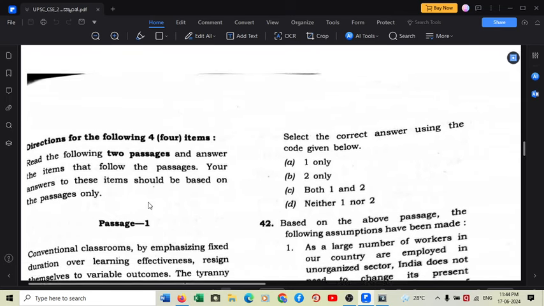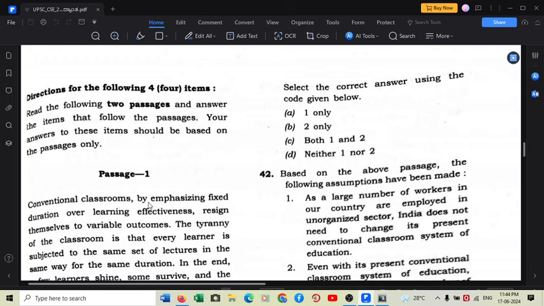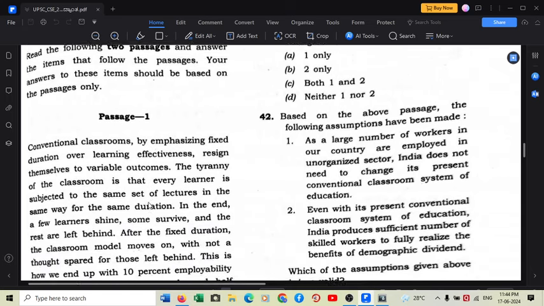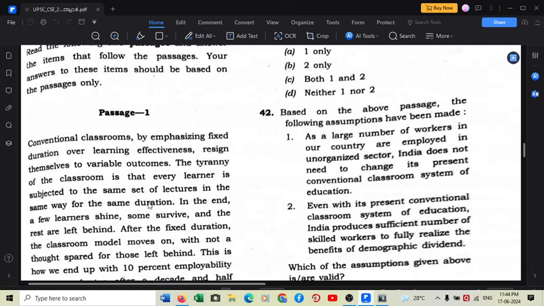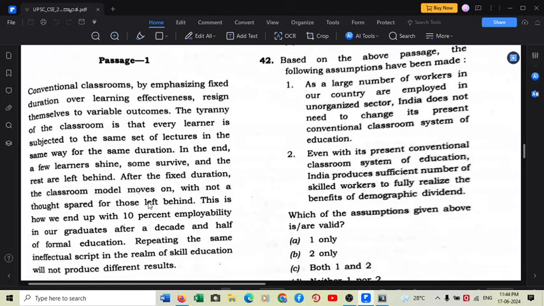Question number 42. Based on the above passage, the following assumptions have been made. So repeatedly UPSC is focusing on assumptions. Same passage. Let us see what assumptions the author is talking about. As a large number of workers in our country are employed in the unorganized sector, India does not need to change its present conventional classroom system of education. So this is a derogatory statement. This is a negative statement.